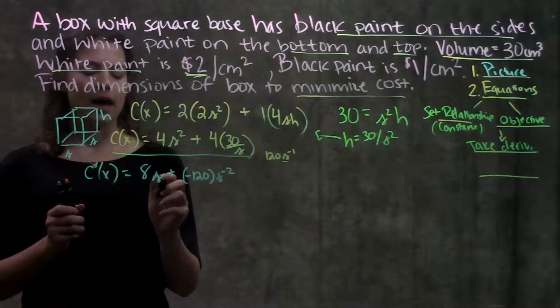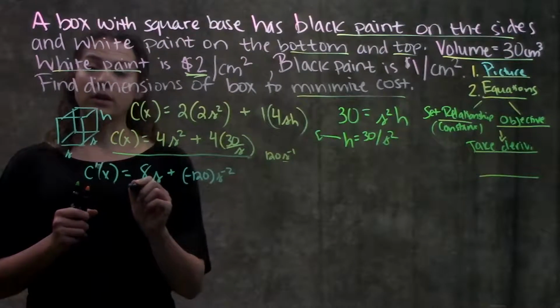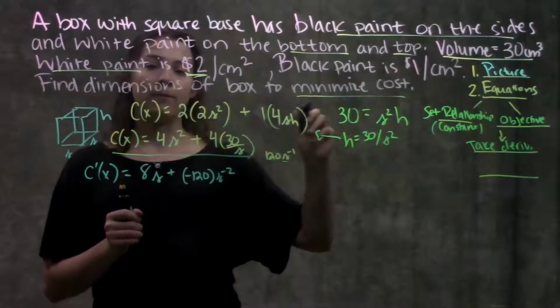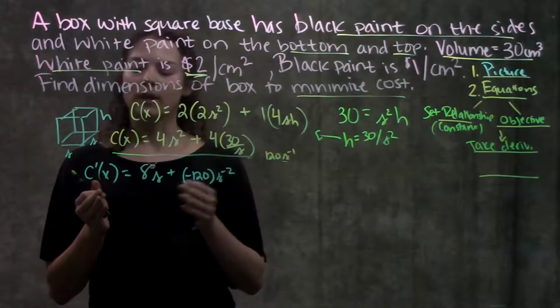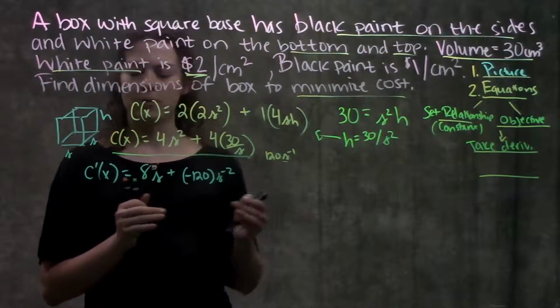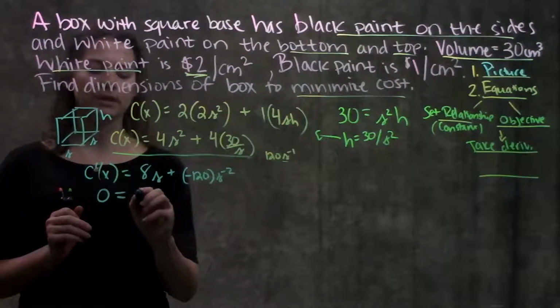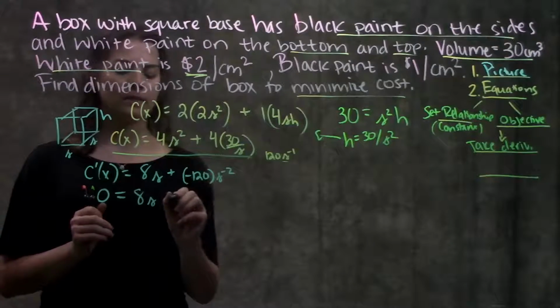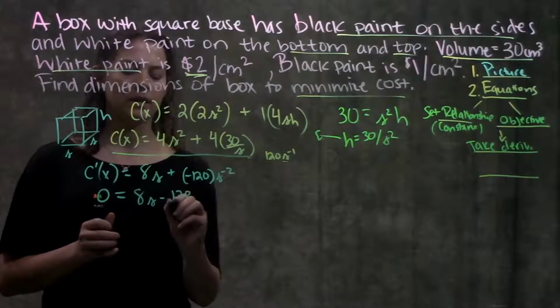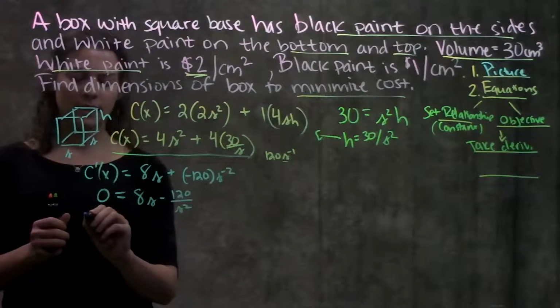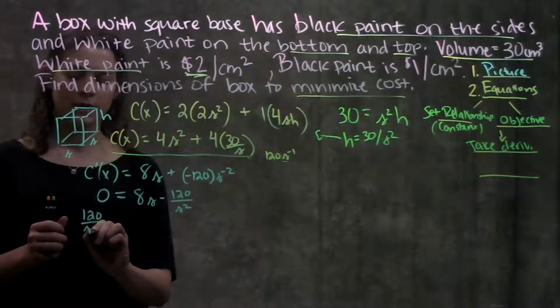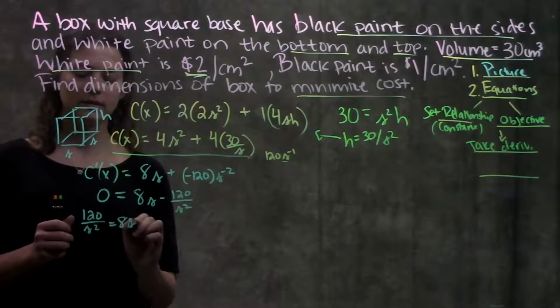All right, let's rewrite this a little bit. And also remember, we're trying to find the minimum value. Whenever you're trying to find the minimum of some function, you want to take the derivative and set it equal to 0. So we set this equal to 0. We get 8s, and this becomes minus 120 over s squared. Let's add this over to the other side, and we have 120 over s squared equals 8s.